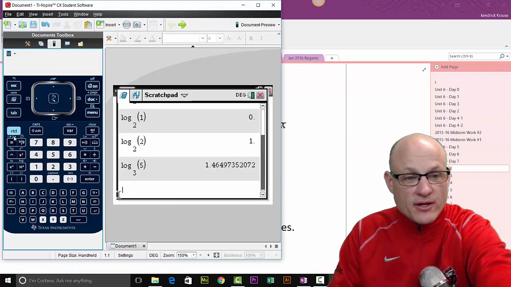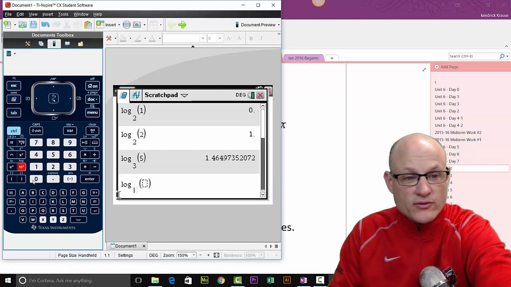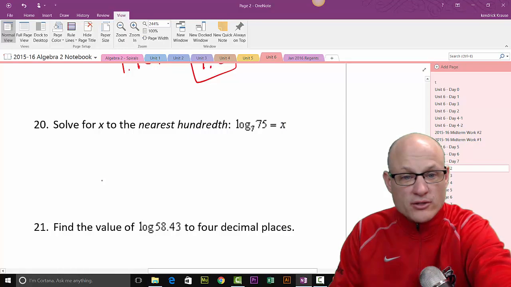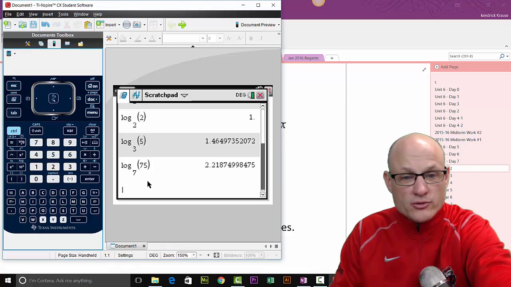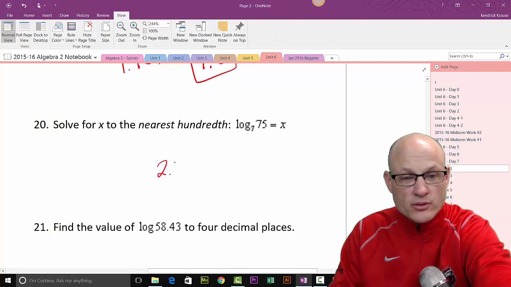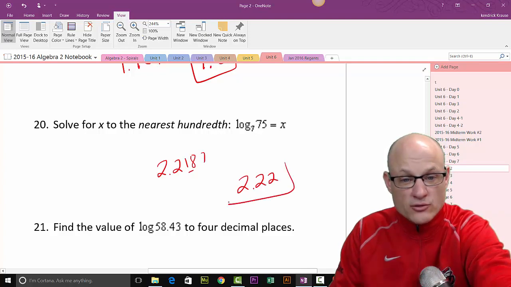Log base 7 of 75 equals, hundreds place, 2.2187. 2.2187, hundreds place: 2.22.